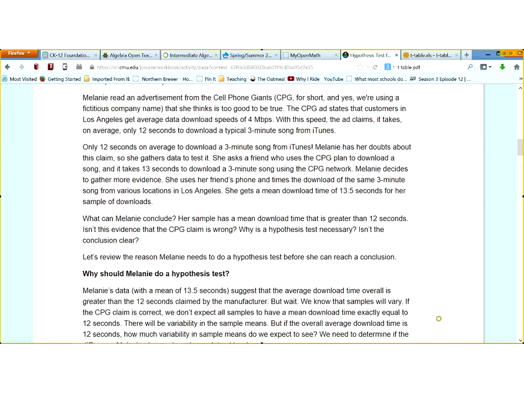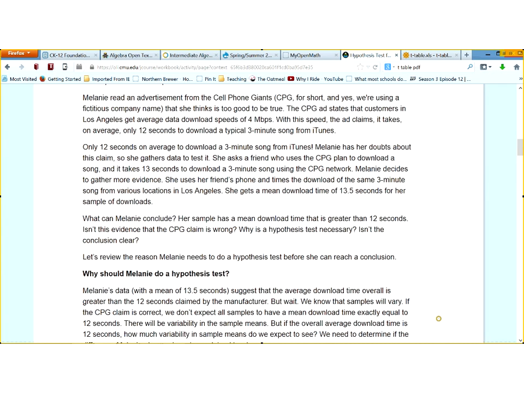With this speed, the ad claims it takes, on average, only 12 seconds to download a typical 3-minute song from iTunes. Only 12 seconds on average to download a 3-minute song from iTunes. Melanie has her doubts about this claim, so she gathers data to test it.